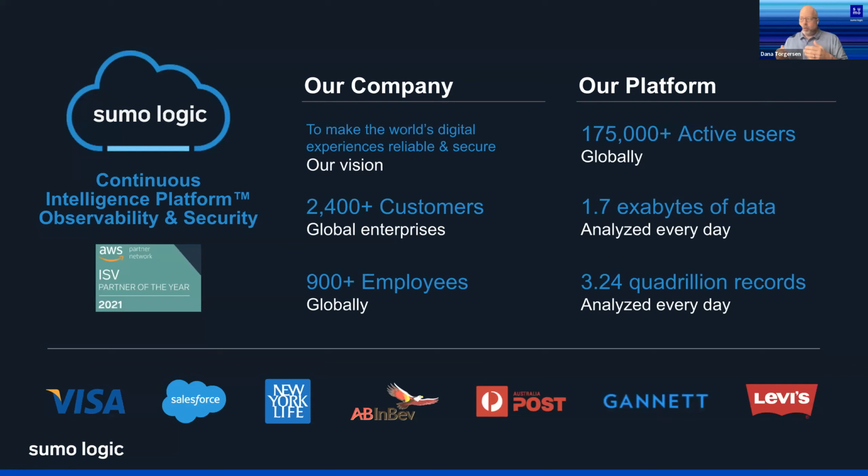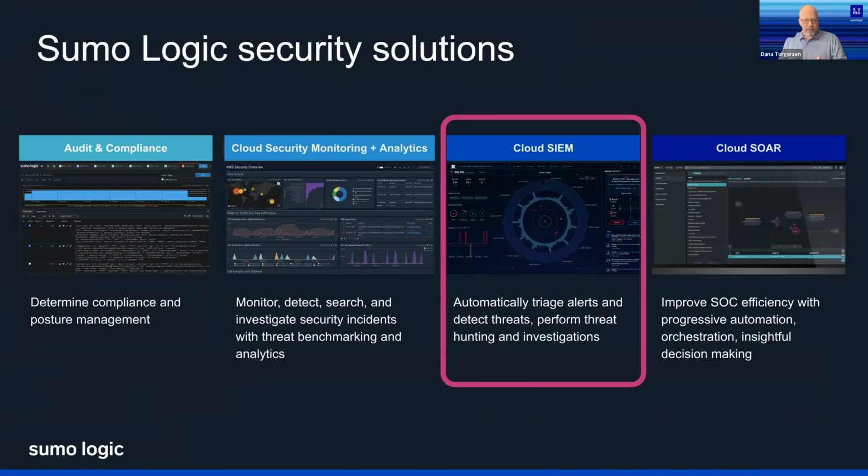We are Sumo Logic. We've built a continuous intelligence platform for observability and security use cases, which is currently analyzing more than 1.7 exabytes of data every single day by more than 175,000 users across the globe. Using our continuous intelligence platform, Sumo Logic offers this broad range of security solutions, which goes from audit and compliance on the left here, all the way to the right, which is our cloud SOAR solution. But today, I'm zeroing in on and focusing on our Cloud SIEM solution, which includes our Cloud SIEM Enterprise add-on module, as well as our core platform, the Continuous Intelligence Platform here at Sumo Logic.